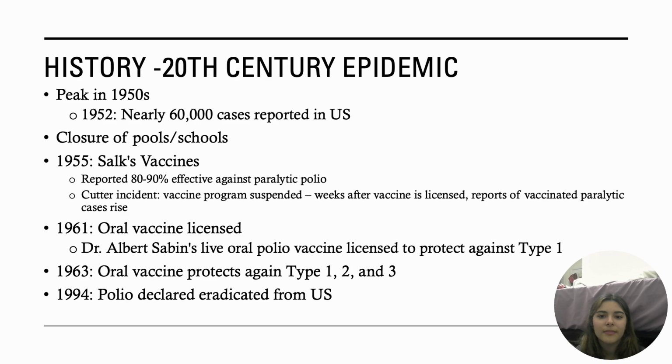In 1961, an oral vaccine was licensed by Dr. Albert Sabin, a live oral polio vaccine licensed to protect against type 1 polio. In 1963, there were oral vaccines that protected against types 1, 2, and 3 polio. And in 1994, nearly 31 years after the original vaccines were created, polio was declared eradicated from the US.